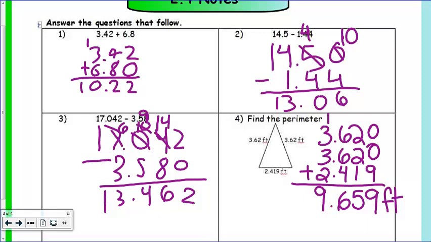So that's our section on 2.4, adding and subtracting decimals. We had a few adding ones, a few subtracting ones. Some of the numbers were tough, some not so tough, and a word problem.